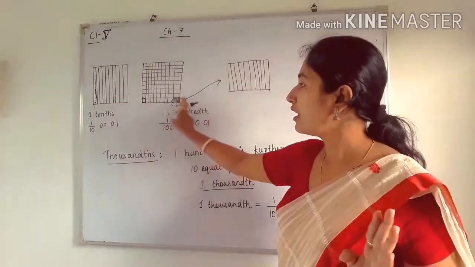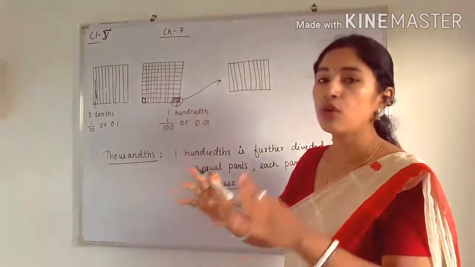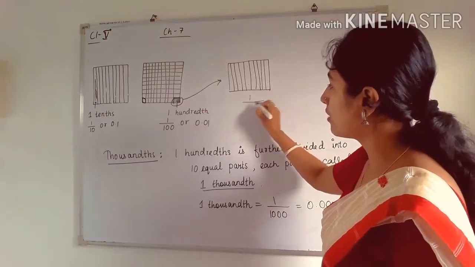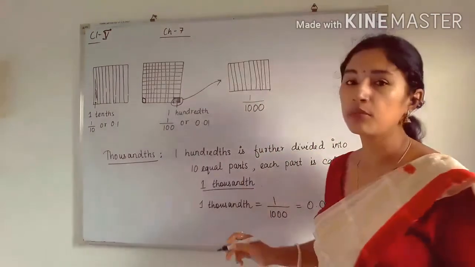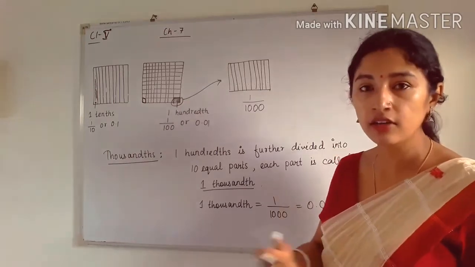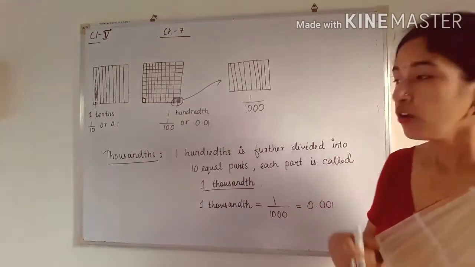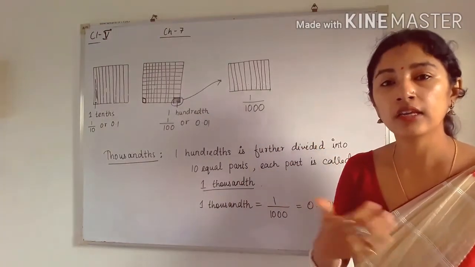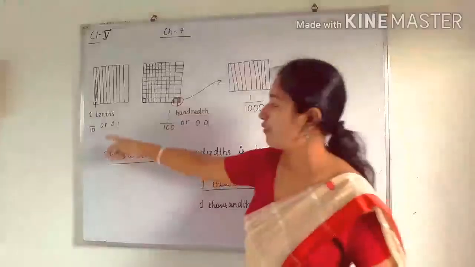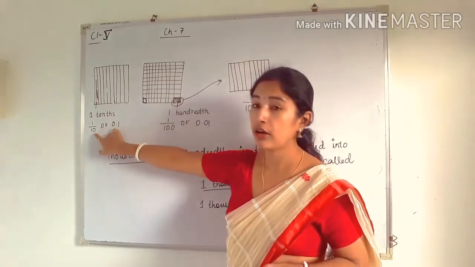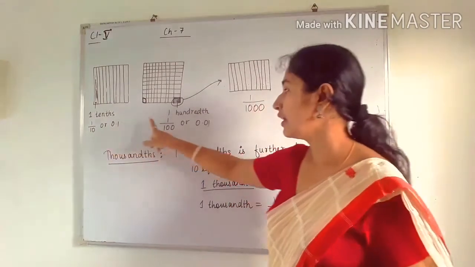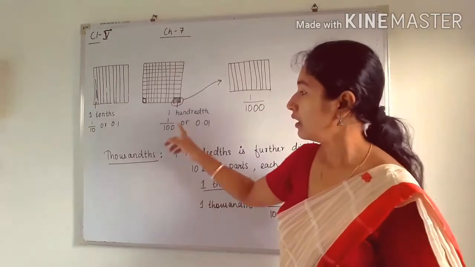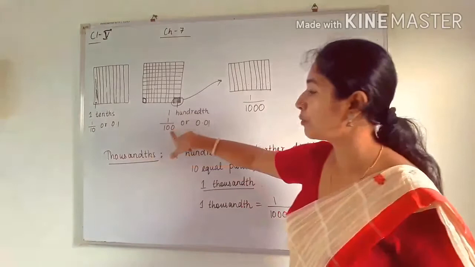I have divided the 100th into 10 equal parts. So the representation of this is 1/1000, because we are further dividing. When we divide, the denominator increases by a factor of 10. First only 1/10 was there. After that we again divided into 10 equal parts, so 10 is multiplied in the denominator and it becomes 100.